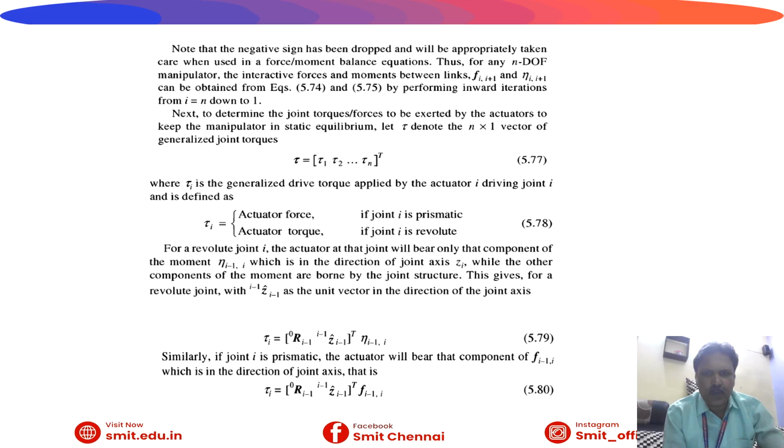Equation 5.77 shows the torque to be exerted by the actuators, that is tau 1, tau 2, up to tau n. Then what is tau i? Actuator force or actuator torque. If the joint is prismatic we show force, and if revolute, torque should be considered. Based on that, in vector form we wrote tau i equal to R i minus 1, i minus 1 z cap i minus 1 times the transfer matrix eta i minus 1, i. Similarly, what we wrote for the torque, we are going to write for the force also.